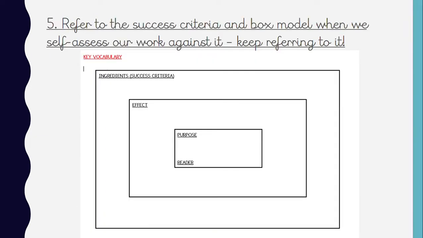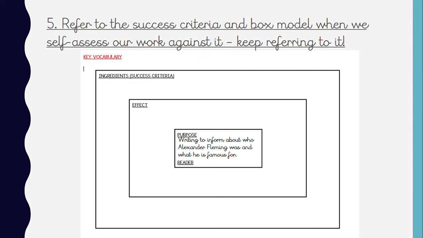Okay, now, partway through our writing, we might want to stop and refer to our success criteria that I've given you, or the box model that you created yesterday. Keep stopping and referring to it, just as you would keep stopping and reading about things that you've written already. We talked about this yesterday.